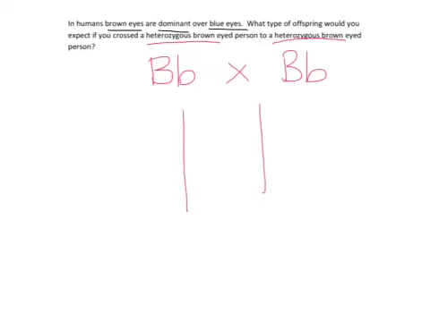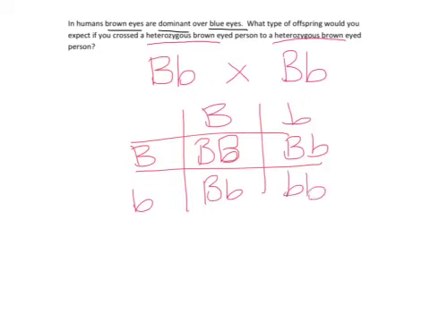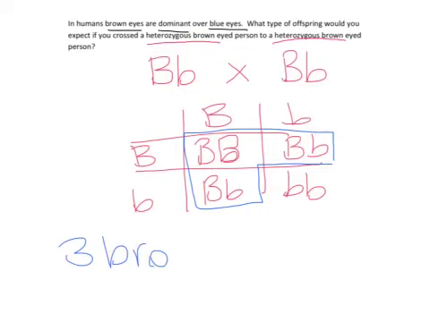So we need to draw our Punnett square, put our alleles in here, do the crosses, big B little b, big B little b, oops, that should be big B, big B, big B little b, and little b little b. So what type of offspring would we expect if we cross these two? So we can see here we have 3 brown eyes to 1 blue-eyed offspring.